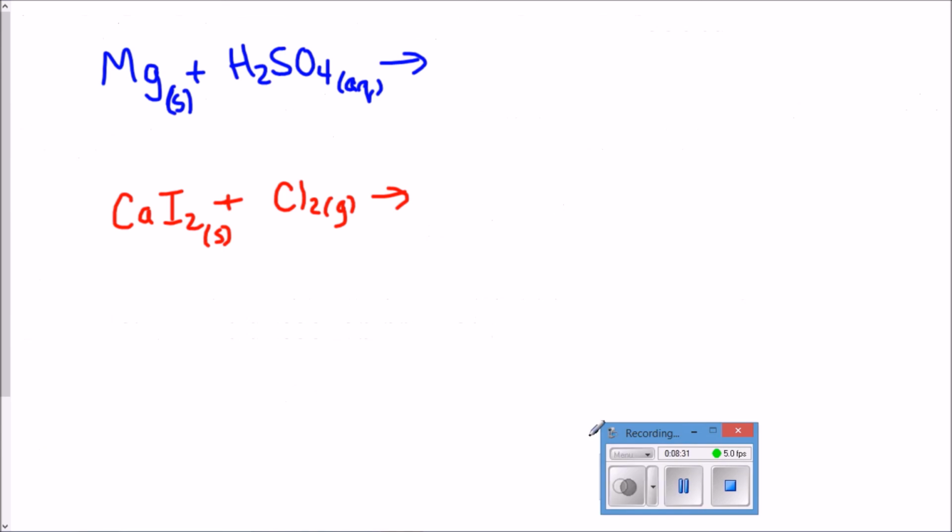For tomorrow, what you're going to do is you're going to predict the products of these two single displacement reactions. Please bring it prepared tomorrow. This is what I'm going to check for your notes.